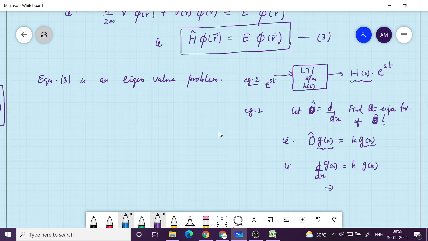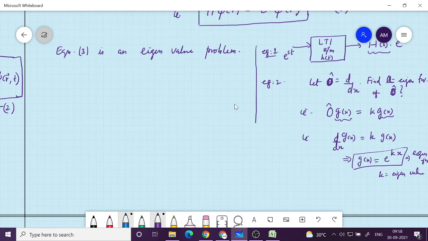So we know that g of x is equal to e raised to kx will do this, right? When you take the derivative of g of x, you will get k coming out multiplying e raised to kx. So this is the solution. So k is called the eigenvalue, and g of x is called the eigenfunction. So eigenfunction and eigenvalue we have to find out. So these are examples.